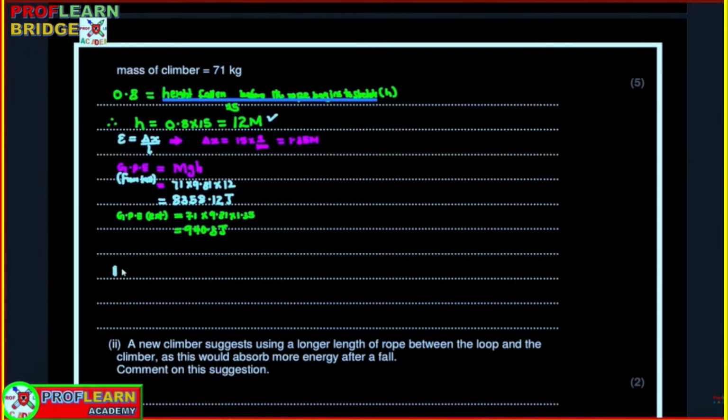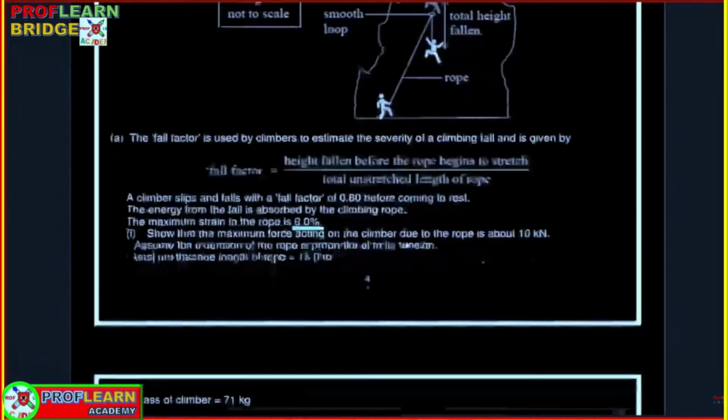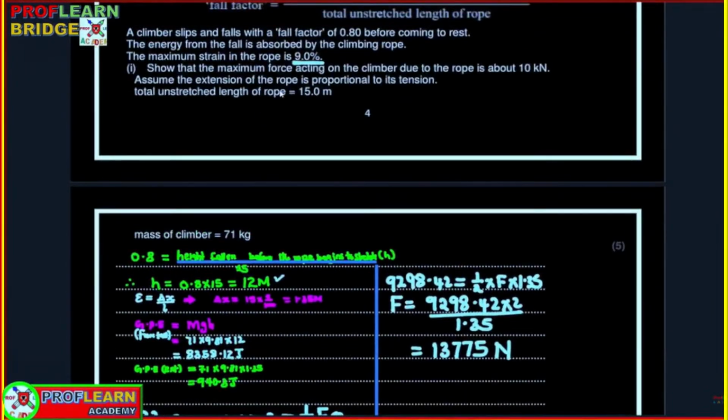And that energy, now we have gravitational potential energy, is going to be transferred into the stretching rope. Remembering that the climber was at this given point, then immediately this person slips, they are going to fall through a given height. So gravitational potential energy will be converted to elastic potential energy in the rope. So that's why, in that process, we're supposed to show that the maximum force acting on the climber due to the rope is 10 kilonewtons.